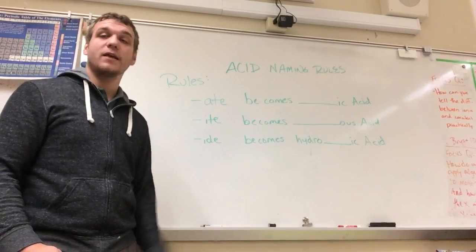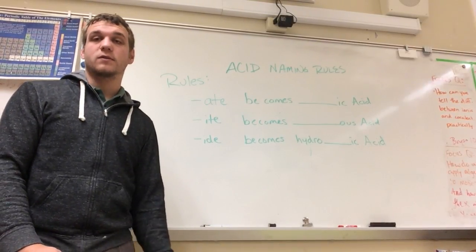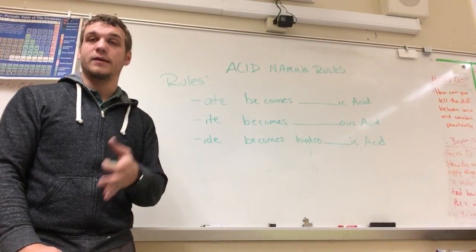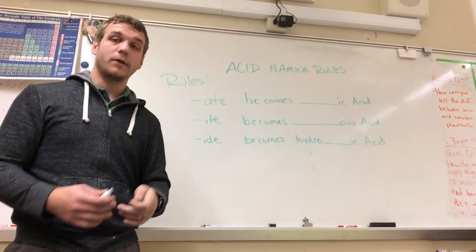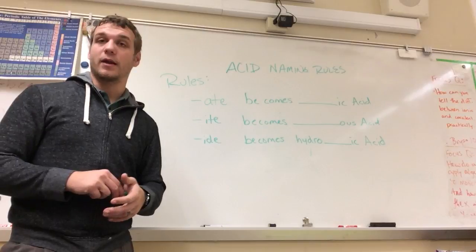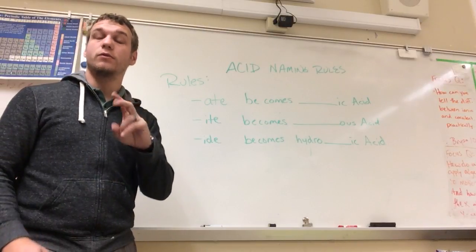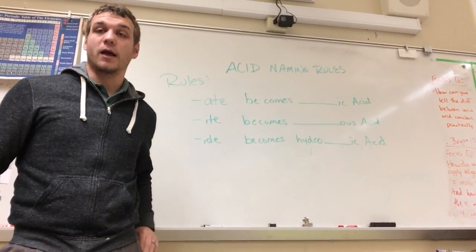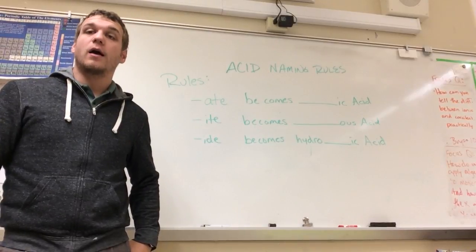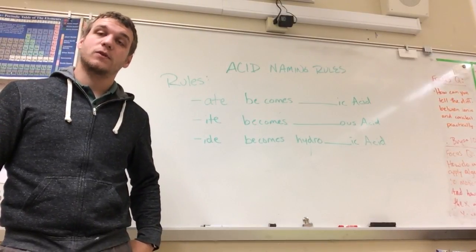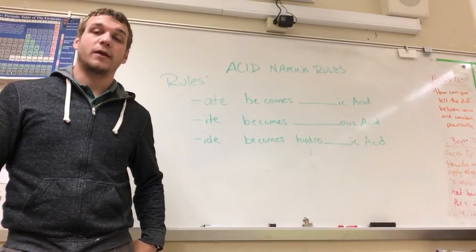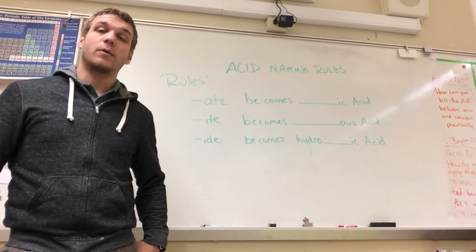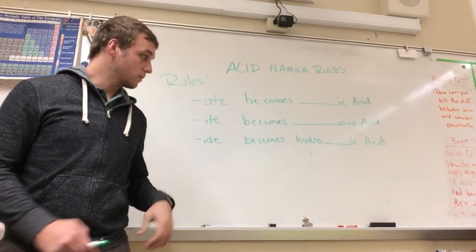So the ides are most common. If you remember what has an ide at the end, it's anything on the periodic table. They're always going to be your nonmetals that end in ide. There's also 2 that you have to remember from your polyatomic ion sheet, which is hydroxide and cyanide. So anything that ends in ide is hydroblankic acid. Let's go over a couple examples and make sense of this.